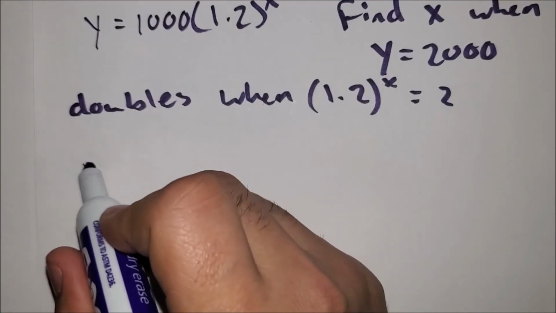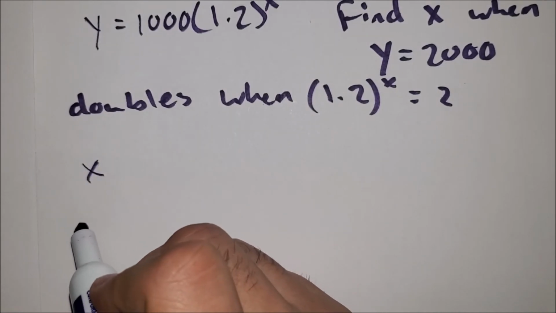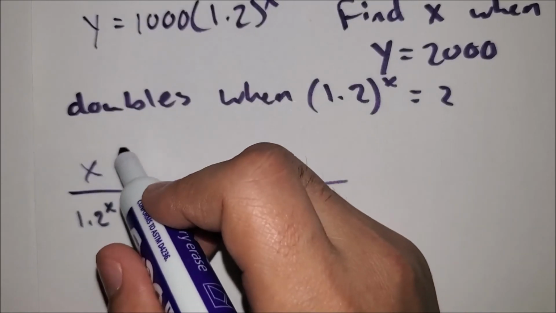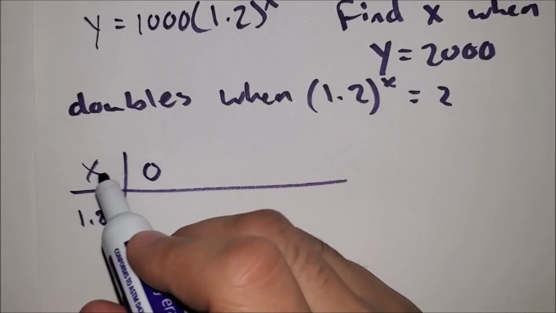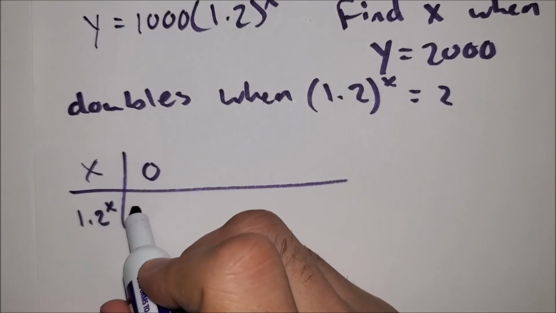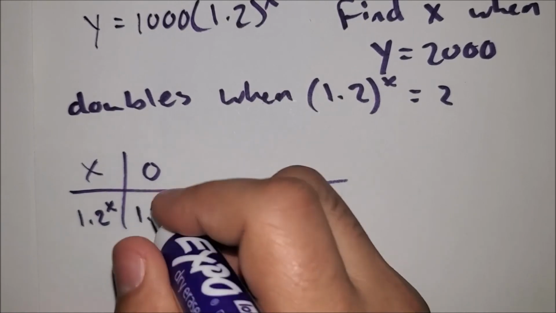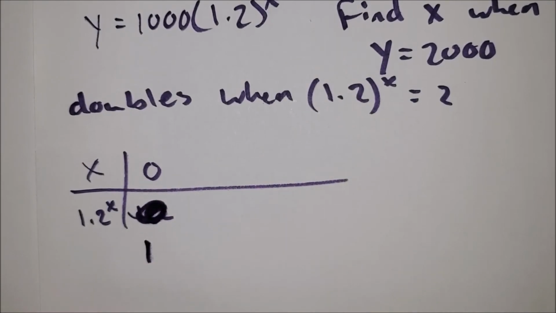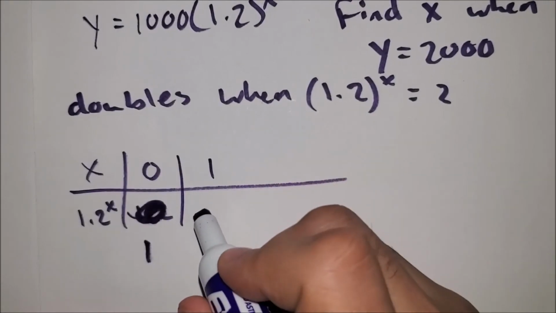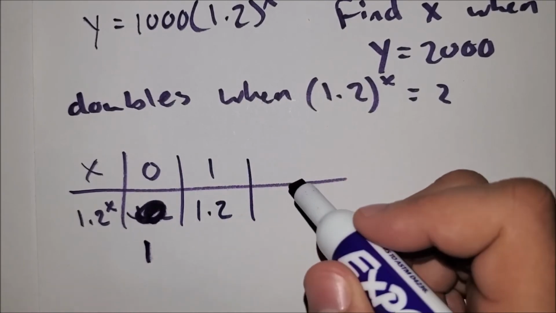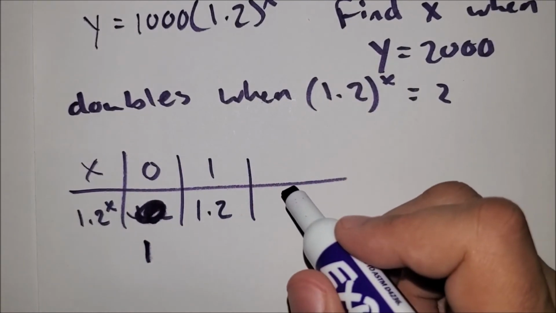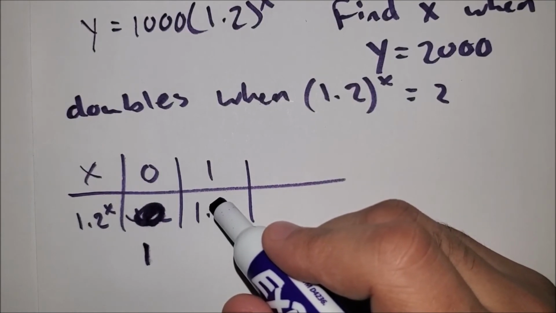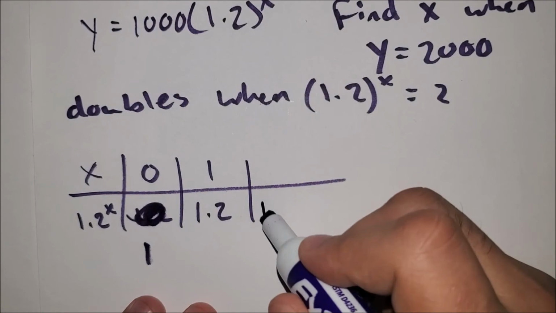So we know that we're going to go ahead and do 1.2 to the x. So we're making a little table here. When x is 0, we just get 1. When x equals 1, this is 1.2. When x equals 2, then we have to square 1.2, which is 1.44.